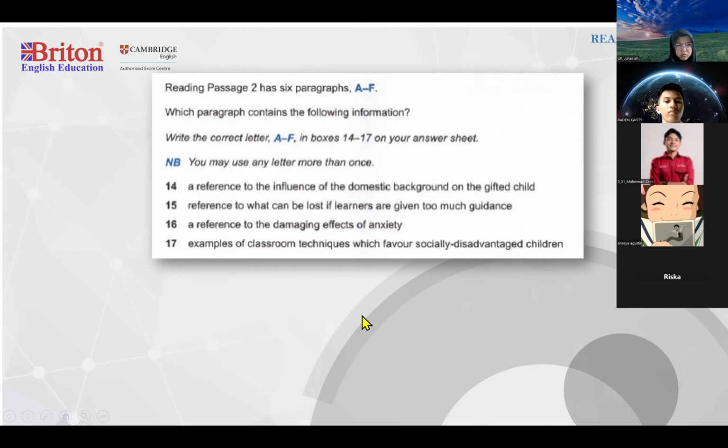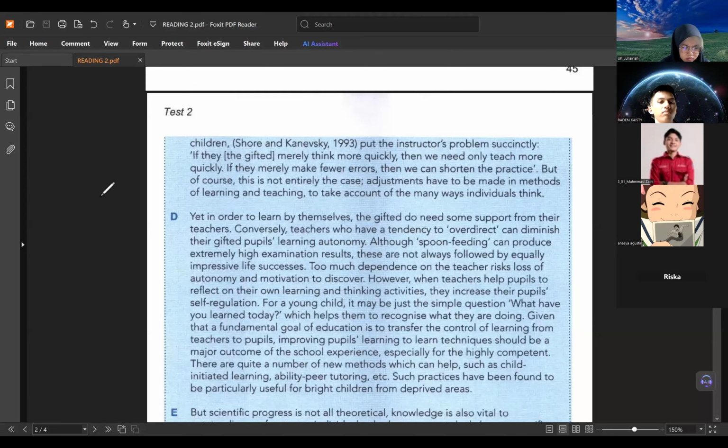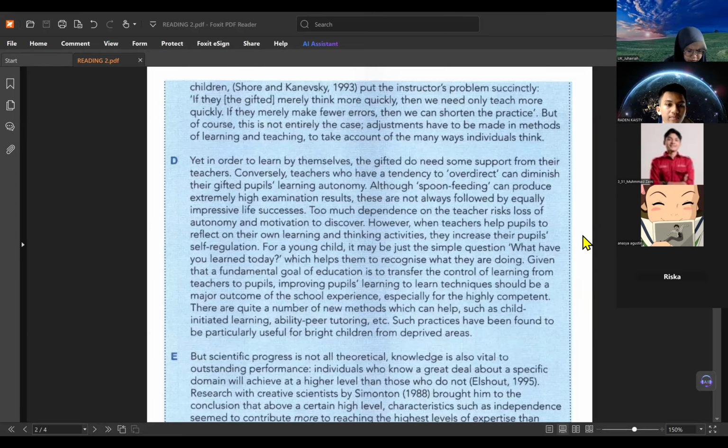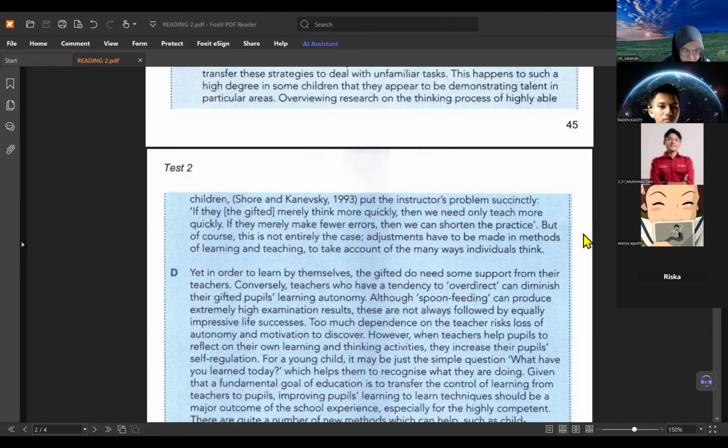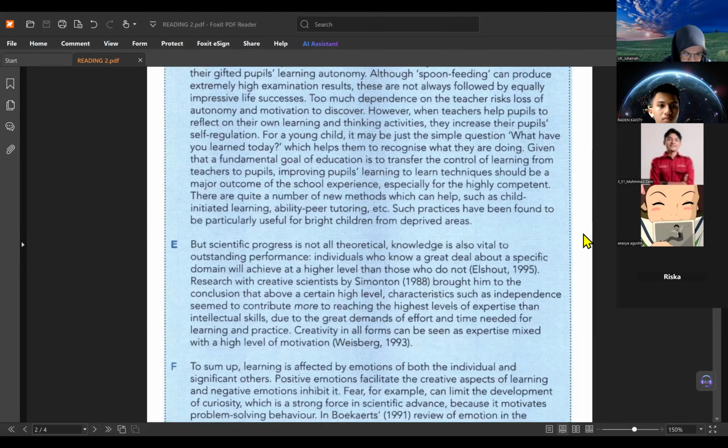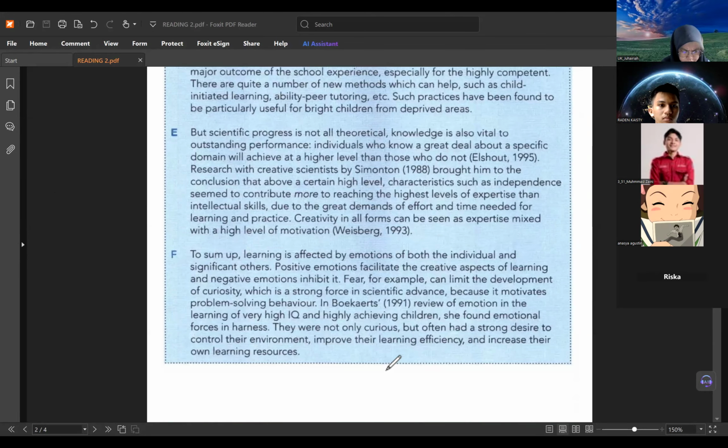Go ahead, Rizka. Okay. The keyword: effects of anxiety. Very good. That's a good keyword choice. And then where do you find it? Where do you find effects of anxiety? Dampak kerisauan, kegelisahan. And then in paragraph F, to sum up, learning is affected by emotion of both the individual and significant others.